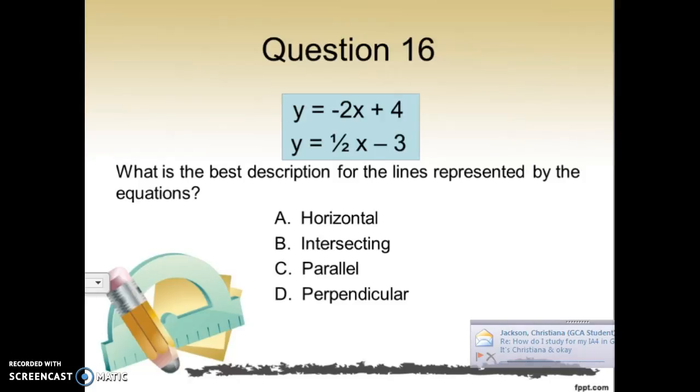So, here we go. I like this kind of problem. In fact, I could probably say that on every problem, but I like this kind of problem.